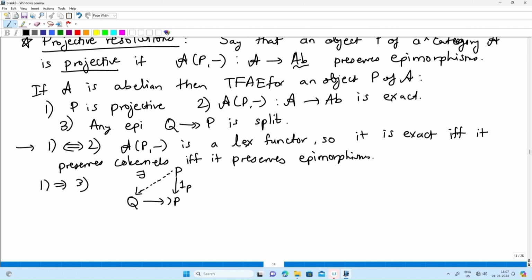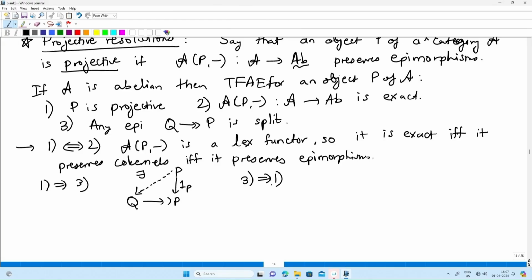So that will be the splitting. Preserves epimorphism means that whenever you are given a surjection and a map from P to the codomain, then you can lift it to a map from P to the domain. So that's precisely what we have written. And 3 implies 1 is also simple. Now suppose we are given A to B, which is an epimorphism, and then we are given a map like this from P to B.